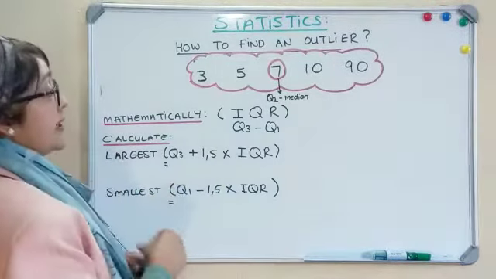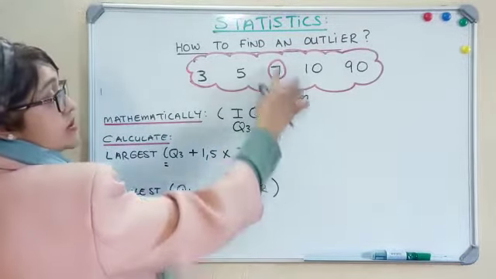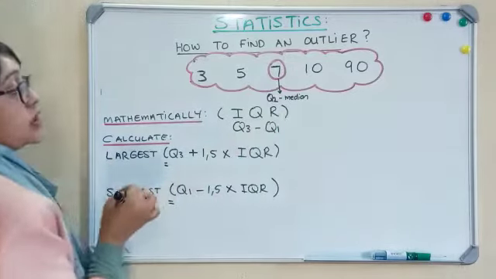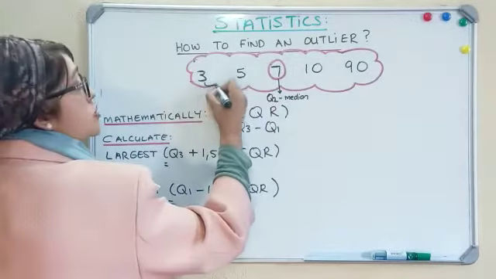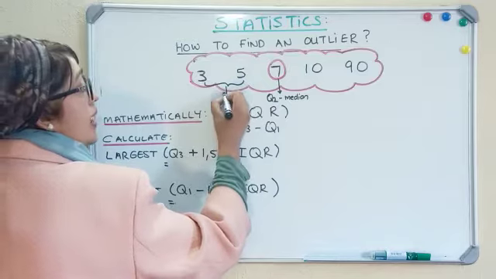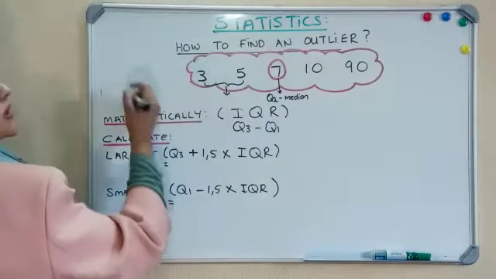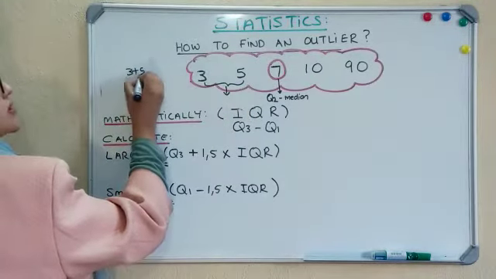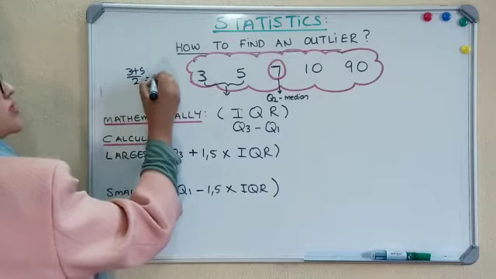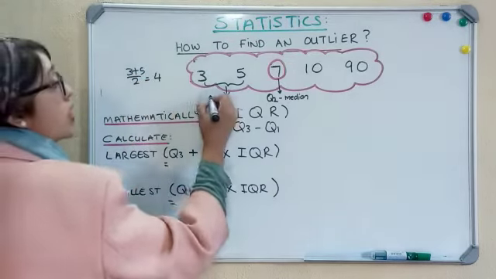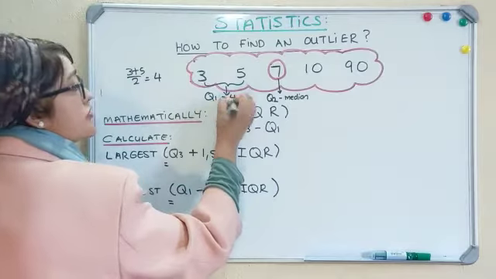So let's go for it. Okay, so this is Q2, 7, because that's the center, that's my Q2. So I need to find between these two here my Q1. So how do we find Q1 between these two? So it's 3 plus 5 divided by 2, 8 divided by 2, which is 4. Q1 here equals 4.